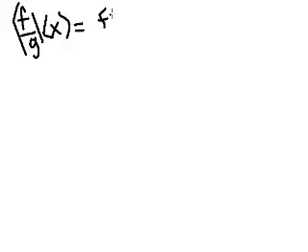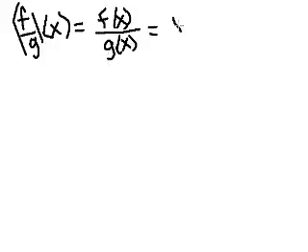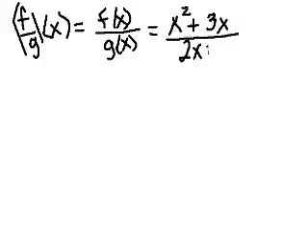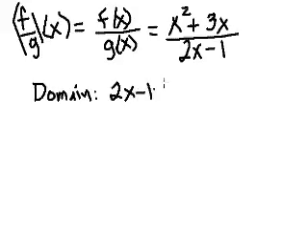But when we divide, which looks like this, that's f of x divided by g of x. We have x squared plus 3x all divided by 2x minus 1. Remember, we cannot have 0 in the denominator. So for our domain, we have to make sure that 2x minus 1 is not equal to 0. We cannot divide by 0.